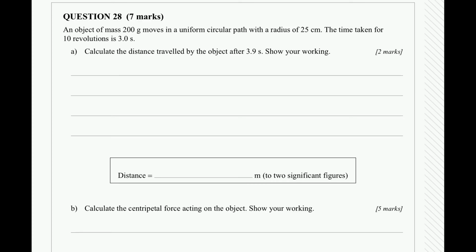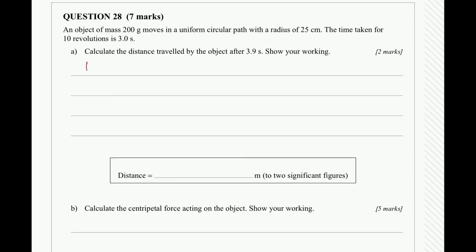So an object of mass 200 grams moves in a uniform circular path with a radius of 25 centimeters. The time taken for 10 revolutions is 3 seconds. So A, calculate the distance traveled by the object after 3.9 seconds. Show your working. All right, let's take again a stepwise approach.